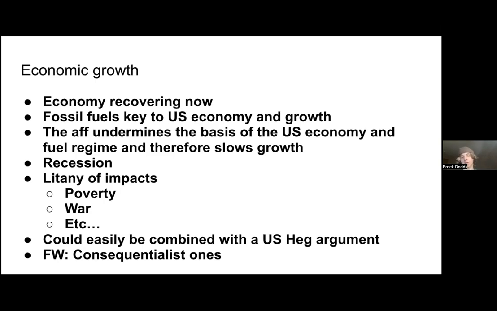I think this argument could easily be combined with the U.S. hedge argument because, as I mentioned before, not only does energy independence in and of itself allow for U.S. hegemony, but so does economic power that allows for the soft power that maintains U.S. hegemony. And so if you have this sort of double whammy, I guess, of not only is the U.S. energy dependent on other countries, but its overall economy is slowed, that could be two very, very strong links to increase your risk of offense on hegemony arguments.